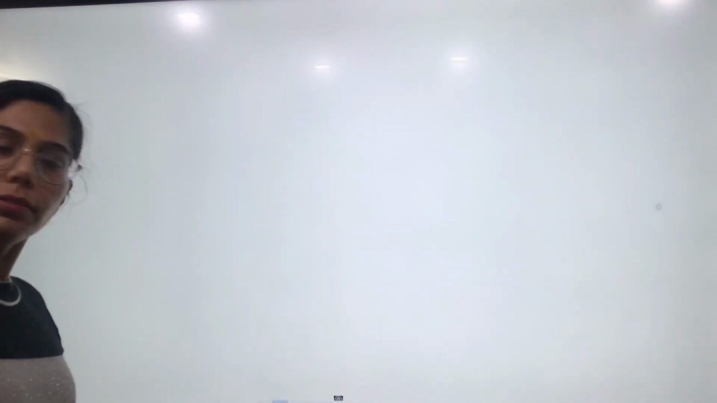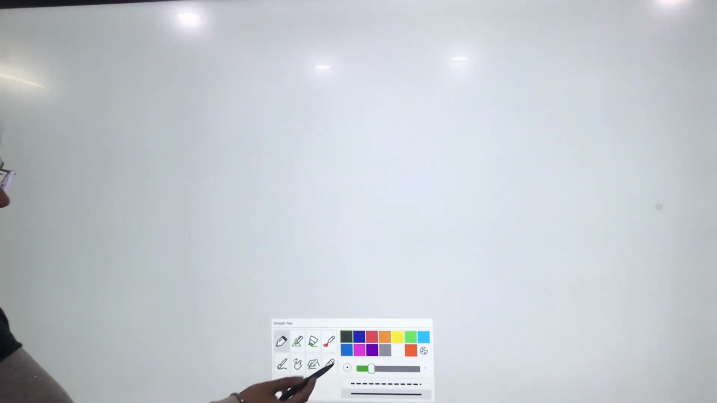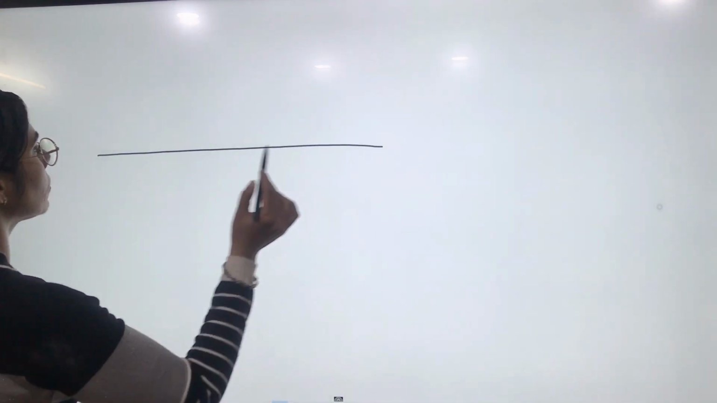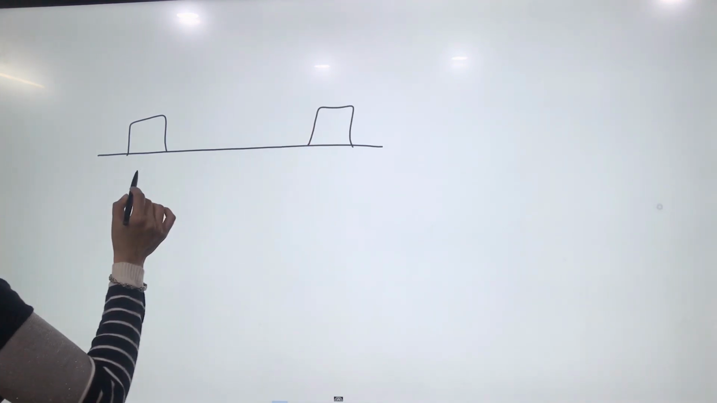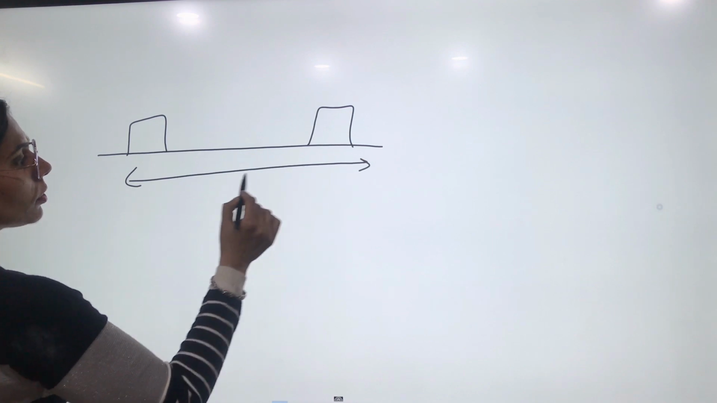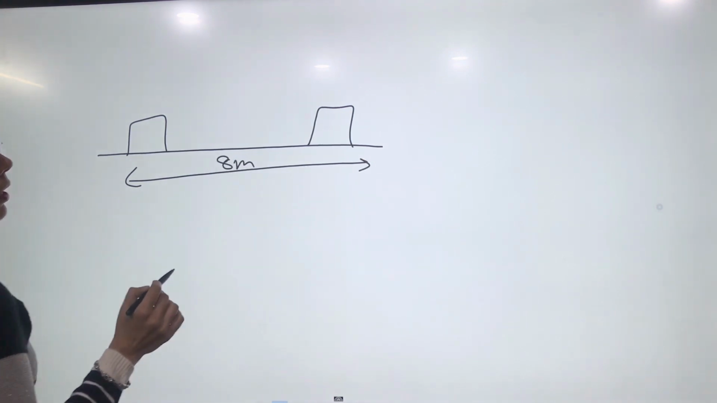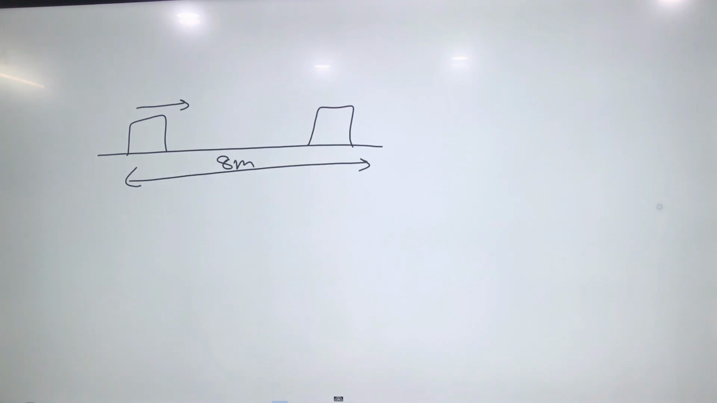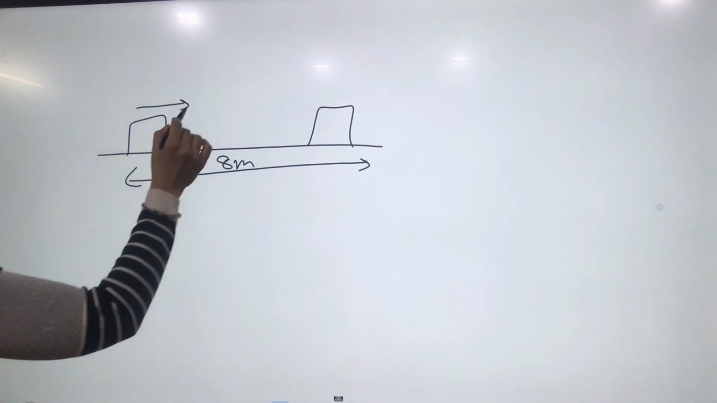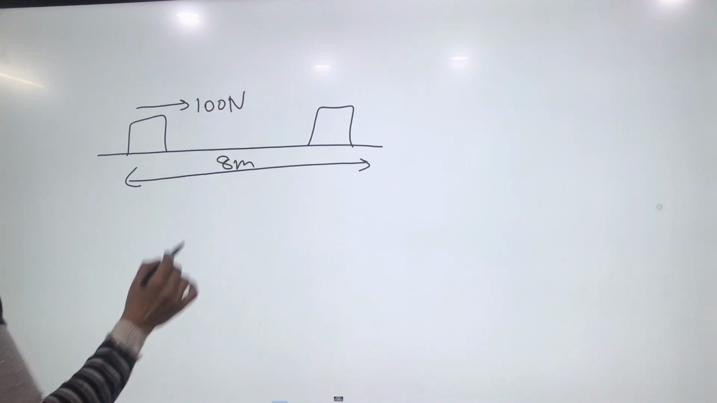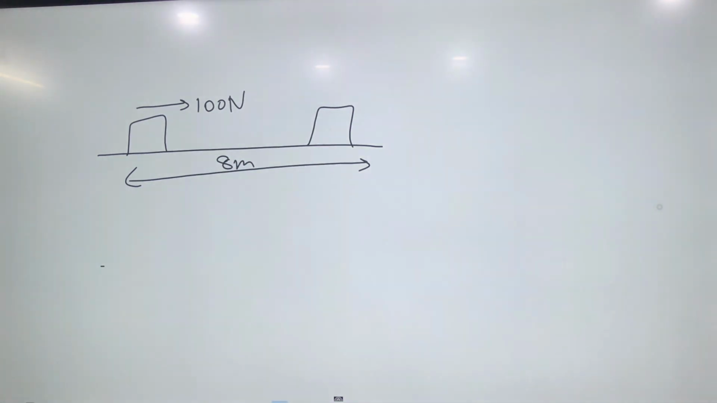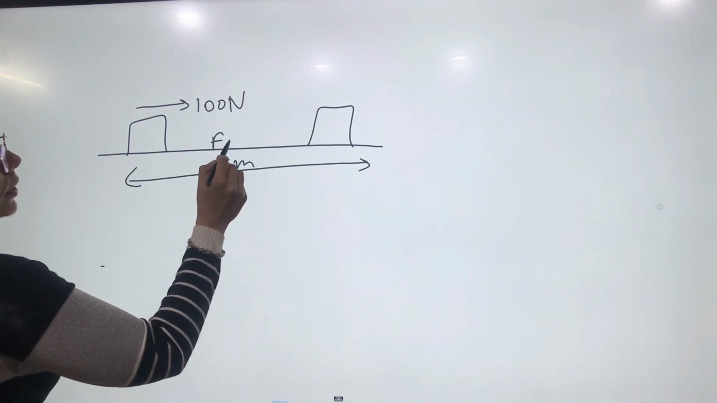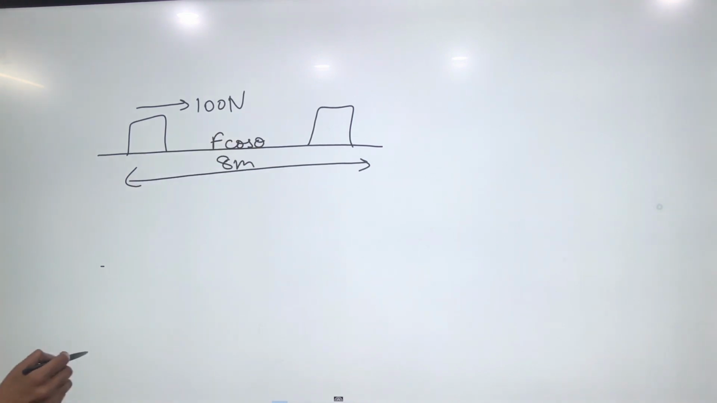Now horizontally we are dragging the object. Suppose this object is there and we are dragging the object by 8 meter according to the question, and we have applied 100 Newton force over there. So we are dragging this object horizontally, which means the component Fs cos theta will come. So let us proceed with this numerical now.